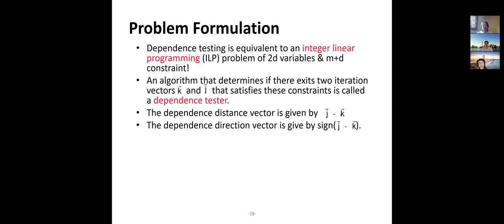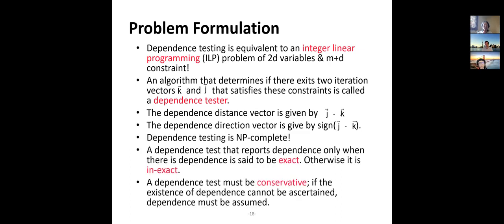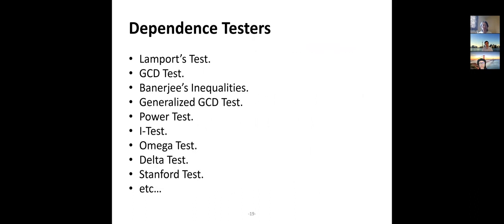Remember, because this is an integer domain, the dependence test in the general case is NP-complete, right? And if we can prove it, we say that to be an exact dependence. Otherwise, if we can't prove it, it is inexact. A dependence test must be conservative. If the existence of dependence cannot be certain, the dependence must be assumed, right? So that's the usual correctness.